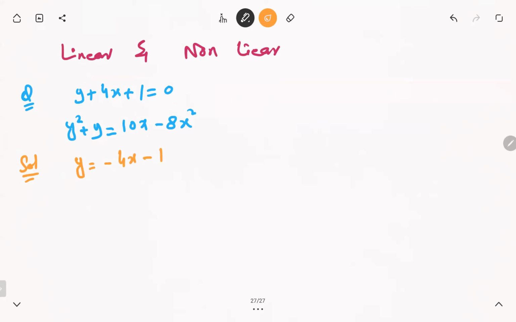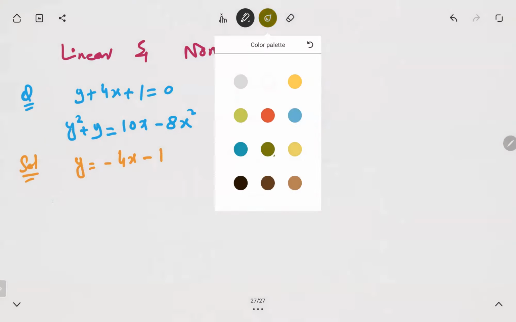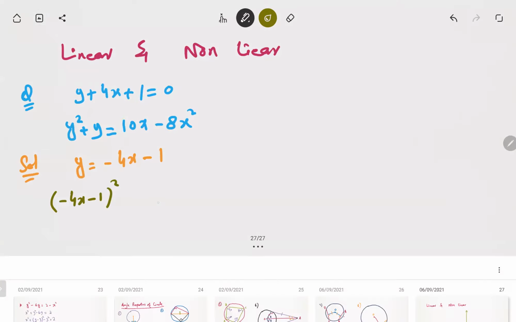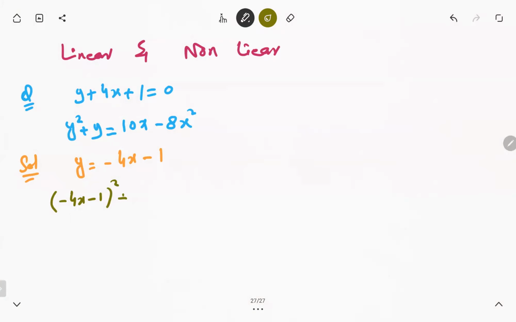Now substitute the value of y in the other equation. The other equation is y squared plus y is equal to 10x minus 8x squared. So y squared means (minus 4x minus 1) squared, plus y means plus (minus 4x minus 1), is equal to 10x minus 8x squared. Now just look at this equation.